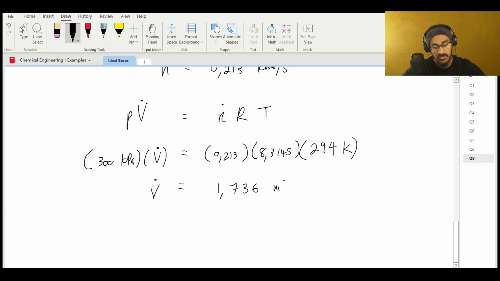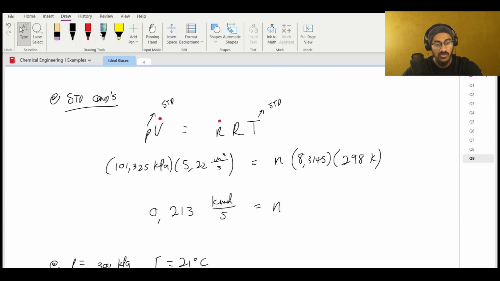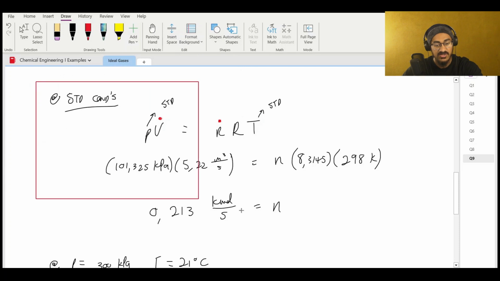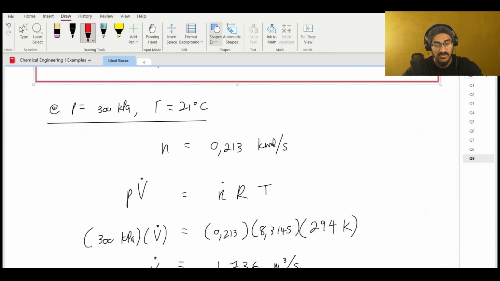And that's cubic meters per second. That's my volumetric flow rate. But remember, finding the volumetric flow rate was not the end of the question. So I always like to keep my answers in boxes so you can follow each stage. Here I'm calculating for standard conditions. Here I'm calculating for the new conditions.